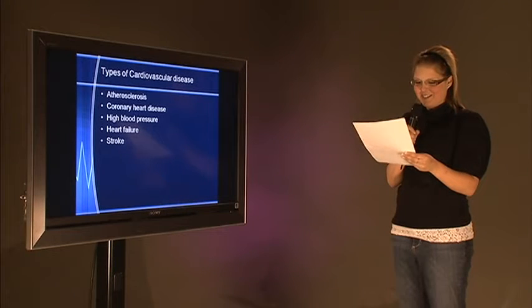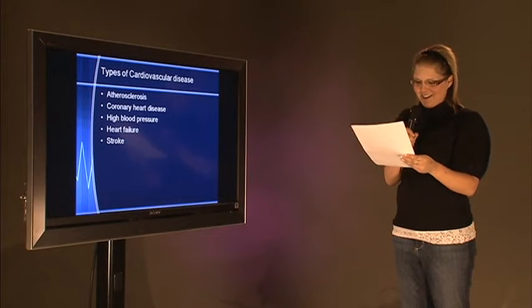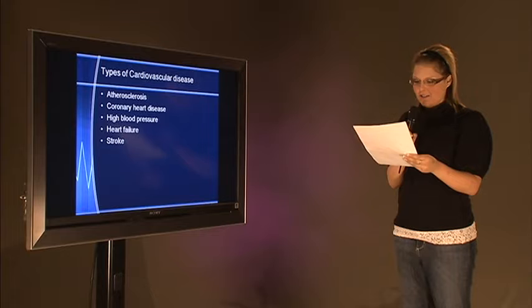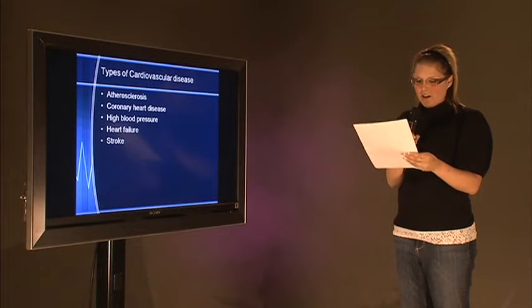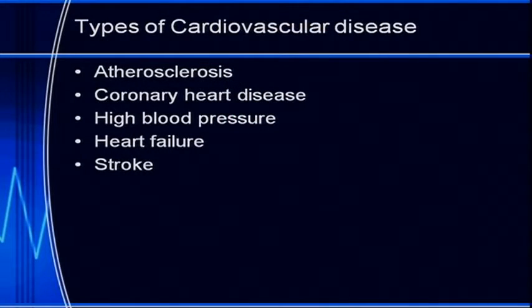Types of cardiovascular disease are atherosclerosis, which is a condition where plaque buildup causes the hardening of the arteries. Coronary heart disease, also known as heart disease, has many conditions. High blood pressure happens when one blood pressure reading is 140/90 or more.